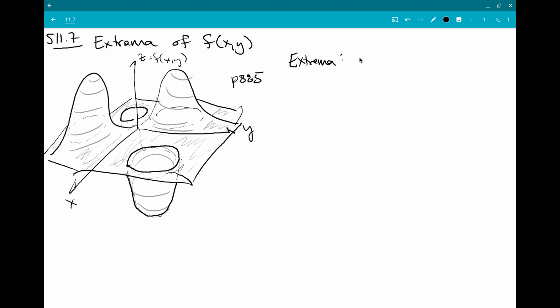So extrema are the collection of maxima and minima of a function. Maxima and minima are plurals of maximum and minimum. If you just want to say maximums and minimums, that's fine. I'll probably do it sometimes too. And when we're talking about maxima and minima, we have to distinguish between absolute and relative.